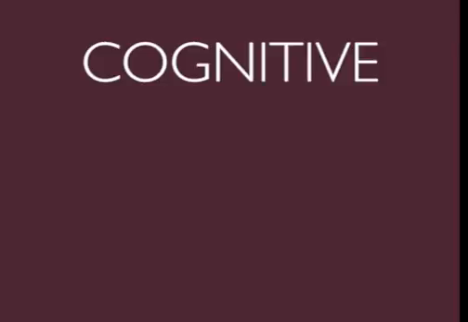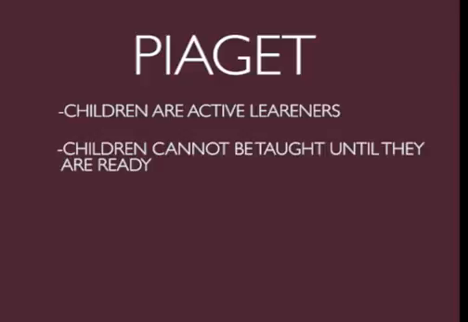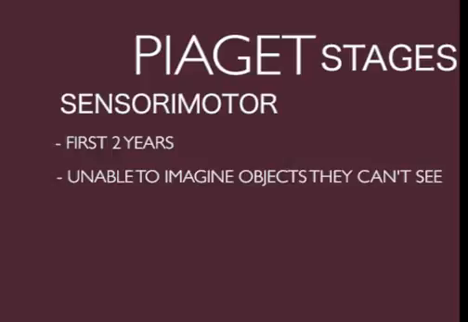Moving on to the cognitive approach, Jean Piaget studied that children are active learners who use their environment and social interactions to shape their language. Children cannot be taught until ready. The children need certain mental abilities before they can acquire particular aspects of language. There are several stages to this cognitive approach. The first is sensory motor, which occurs in the first 2 years of a child's life. The child is unable to imagine that objects exist out of their range of vision. This is why babies sometimes cry when their mum or dad isn't there, because they think that they don't exist anymore.